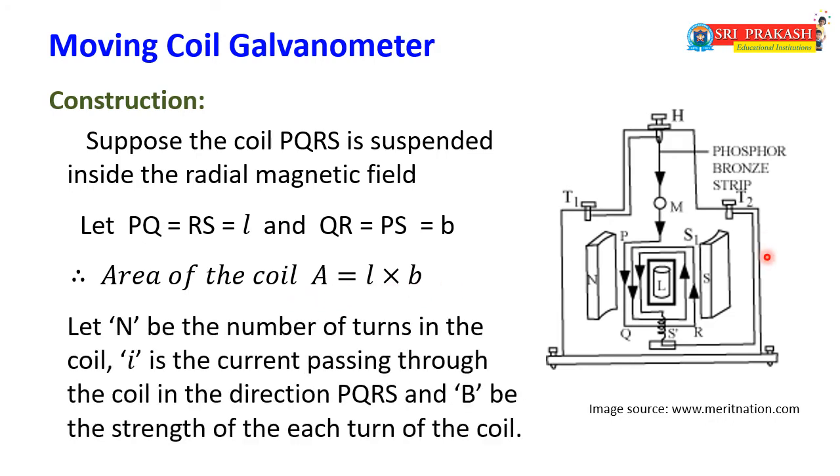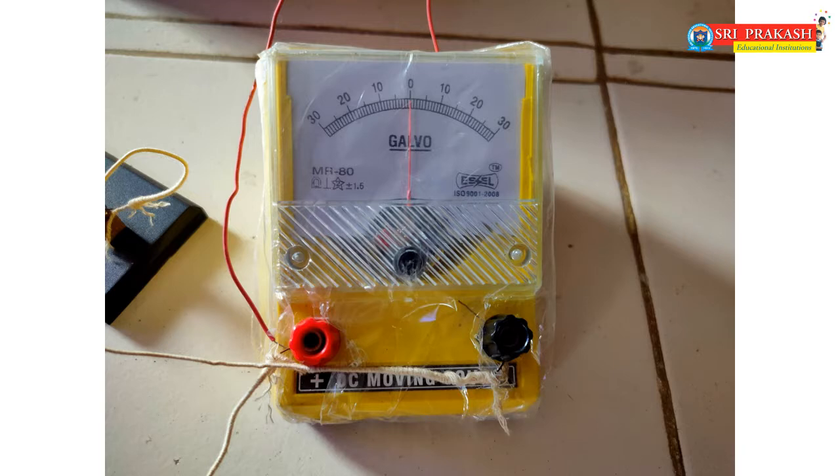Now consider N to be the number of turns in the coil, and I the current passing through the coil in the direction PQRS, as already mentioned in the diagram. B is the strength of the magnetic field. Then we can get the torque acting on the coil.